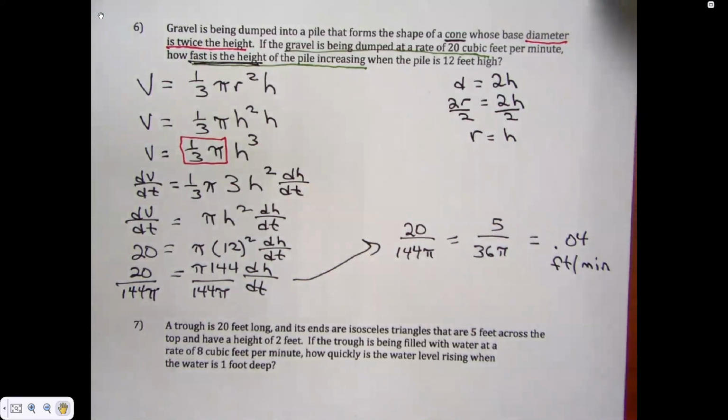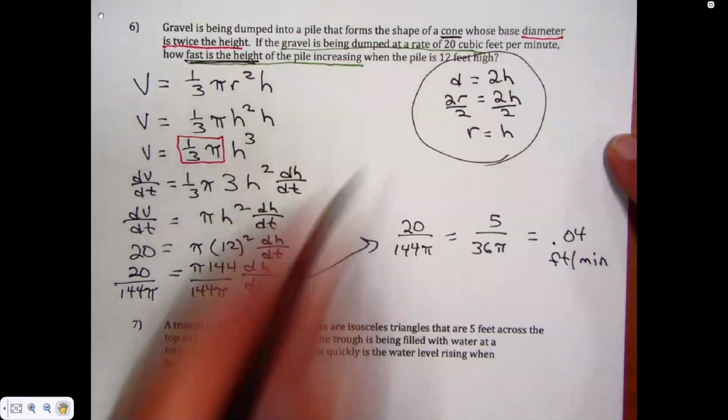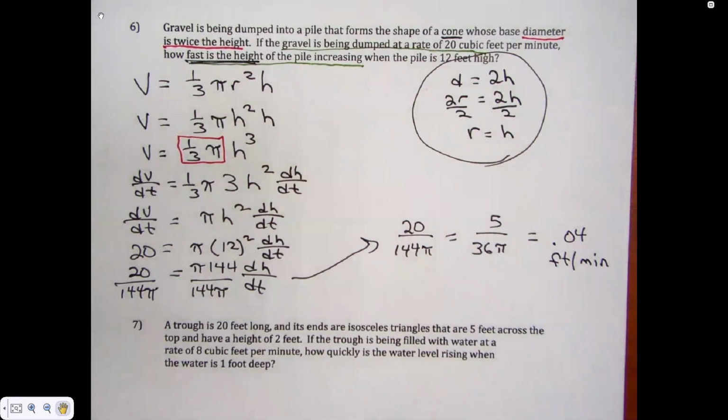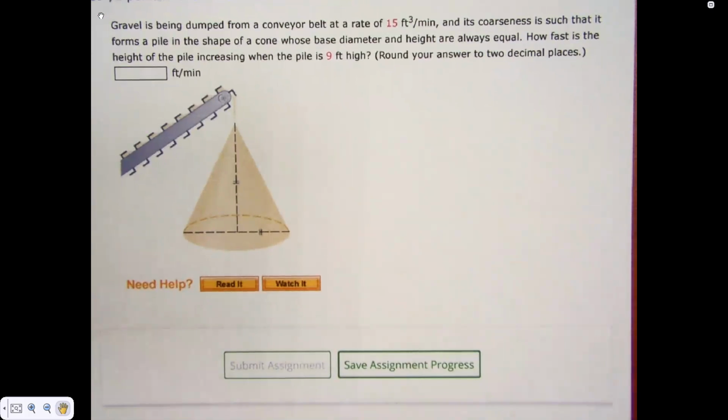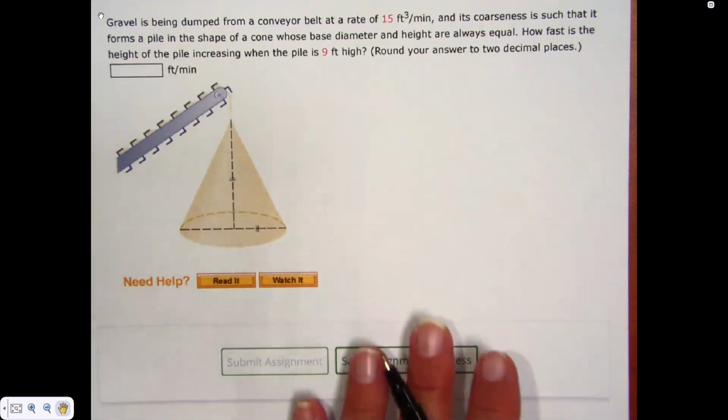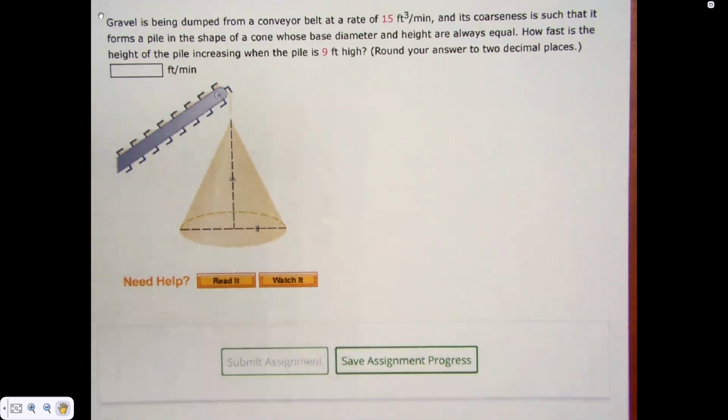So let's take a look. Let's at least address this part on the homework. I know you're just going to have to be able to read it, and you can do it again. We won't finish it, but let's take a look at the homework. Okay. So gravel is being dumped from a conveyor belt at a rate of 15 cubic feet per minute. Its coarseness is such that it forms a pile in the shape of a cone whose base diameter and height are always equal. How fast is the height of the pile increasing when the pile is 9 feet high?